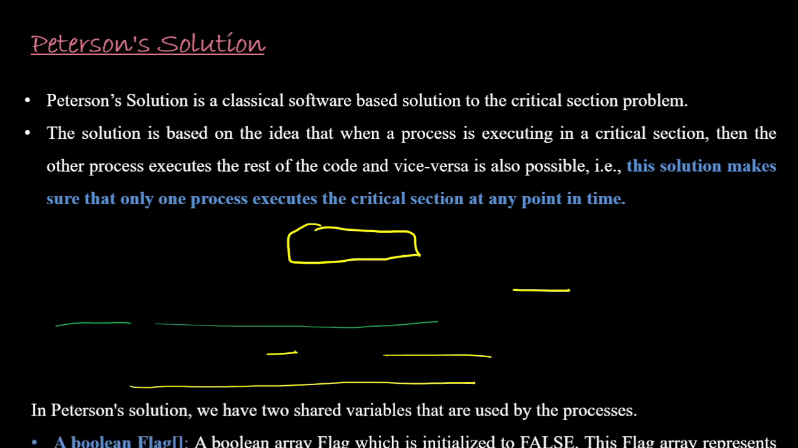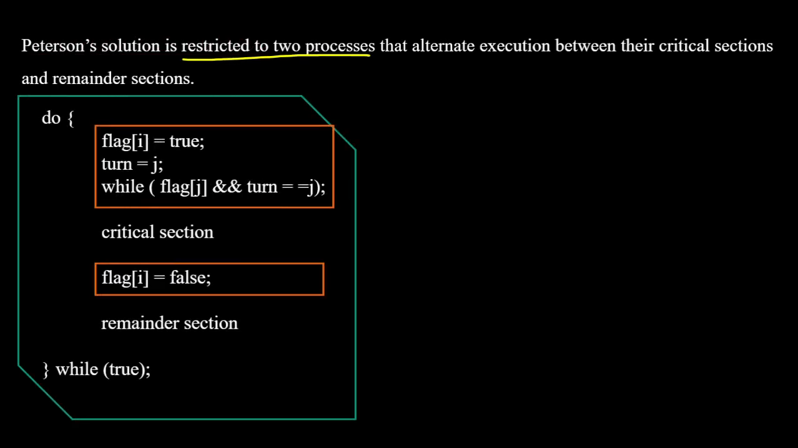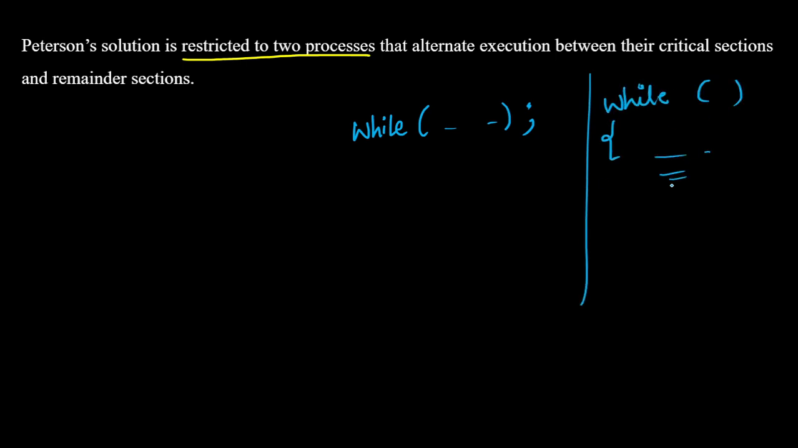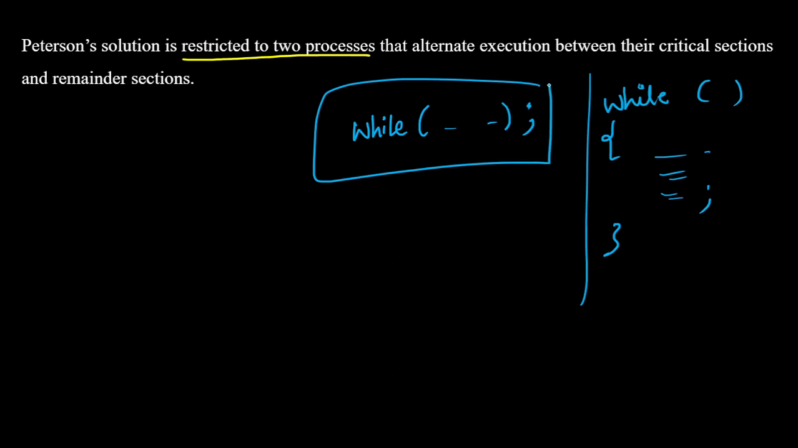Now we will be discussing the solution. I have also told you that if I have this type of statement, while some condition is there and then I have a semicolon, it means there are no statements inside this while. Until this condition becomes false, I have to continue with this while.